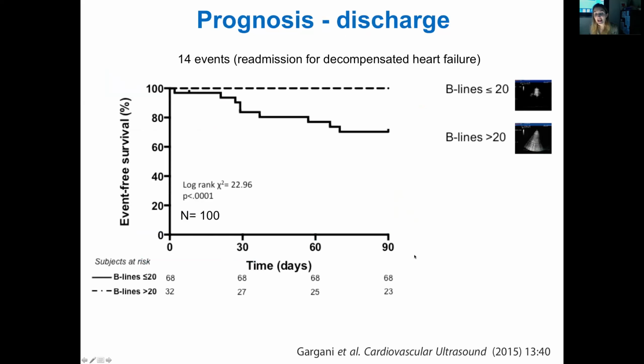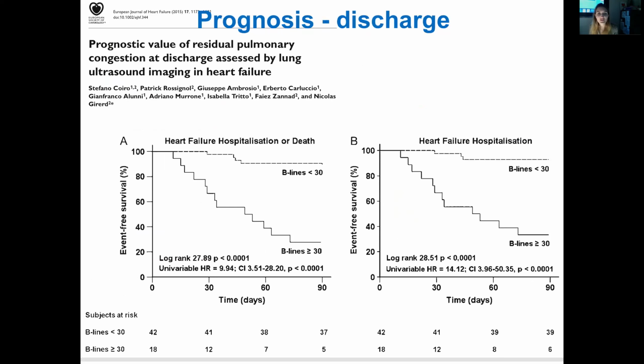And on the other hand, at least in my population, after 3 months, none of the patients who went home with less than 20 B lines were re-hospitalized for decompensated heart failure. And interestingly enough, very, very similar data were found in the same period from another group, a French group, and this is the same. So B lines, the day of discharge, can predict the new hospitalizations for heart failure in the next 3 months.